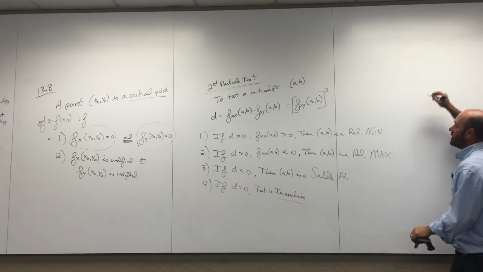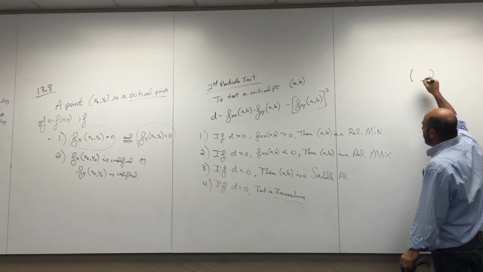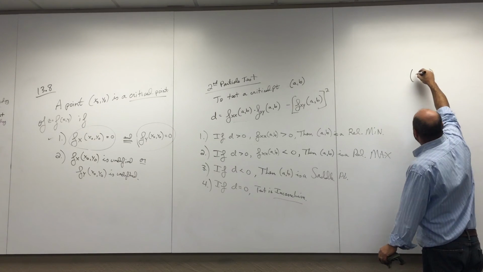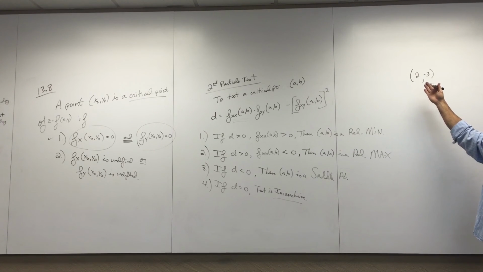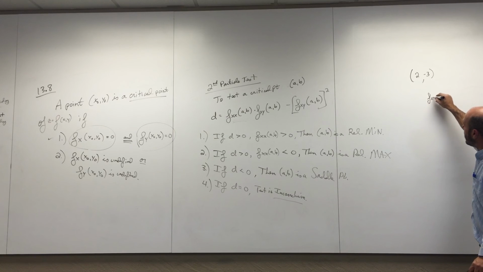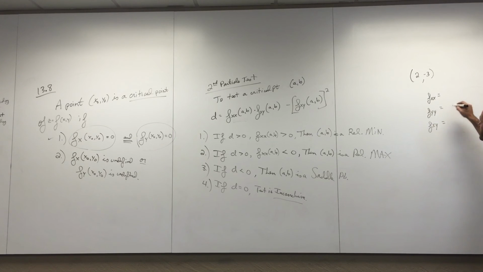Let's just try something before we leave. What was my critical point from that last problem? Now that last problem got totally erased, but it was 2, -3. Now, in order to do this test, I need fxx, I need fyy, and I need fxy. Now again, I erased those, but maybe you have them. What would be the second derivative with respect to x? It's 6x minus 12. That was before I simplified it. Good. What would be the second derivative with respect to y? 6y plus 18.